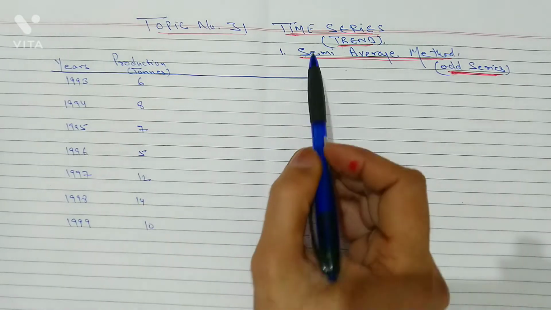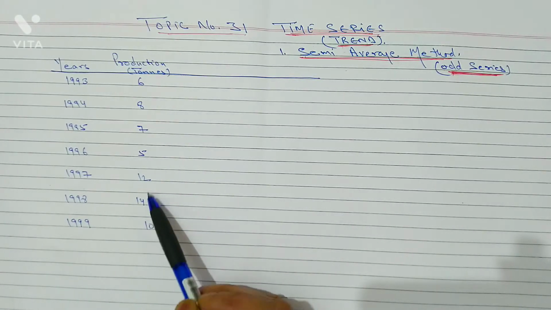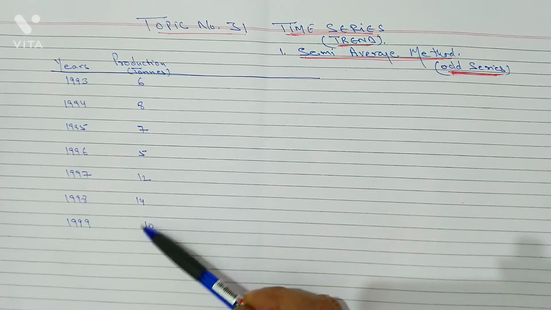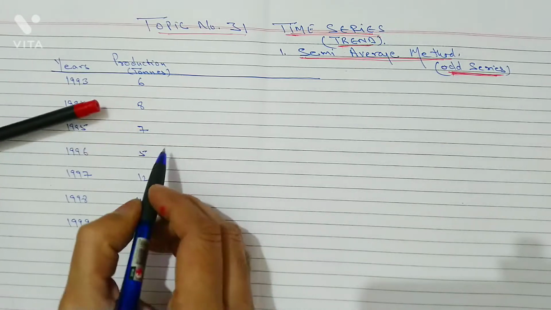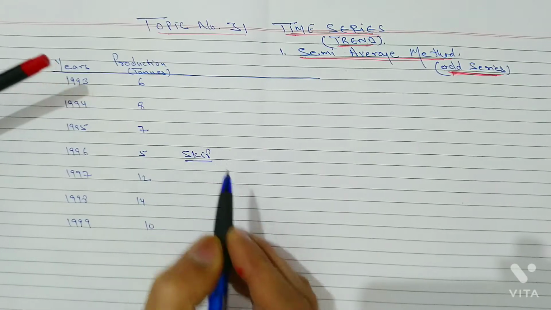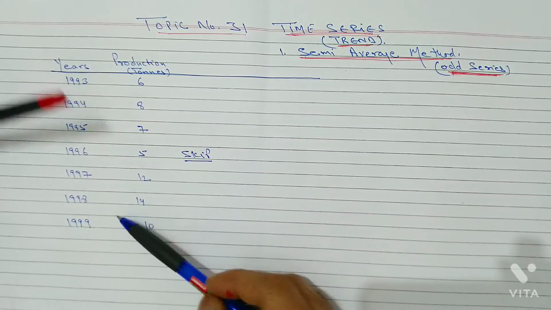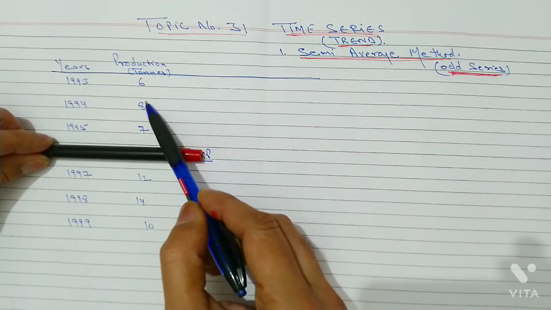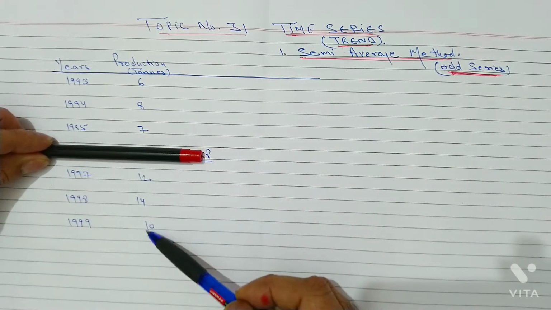Now first calculate the semi-average. It means divide this series into two equal parts. In an odd series, skip the middle term, because it's not possible to divide an odd series into equal parts. So skip the middle term. Now in the first part we have 3 numbers, and in the second part we have 3 numbers: 3 years and 3 years.